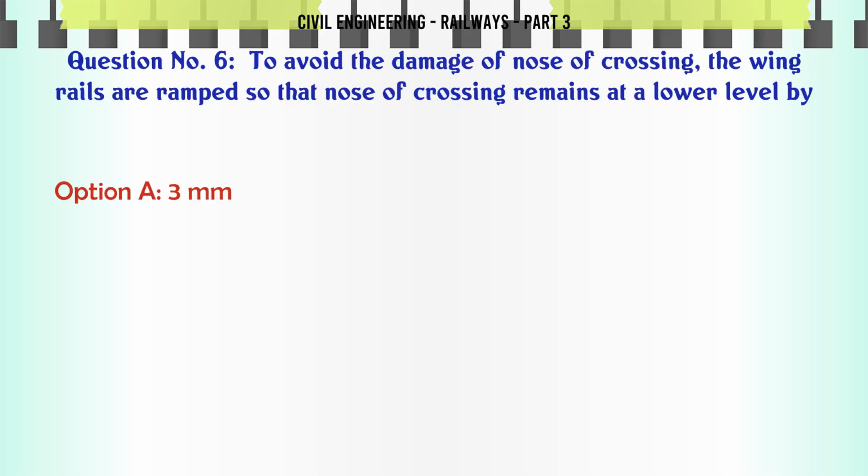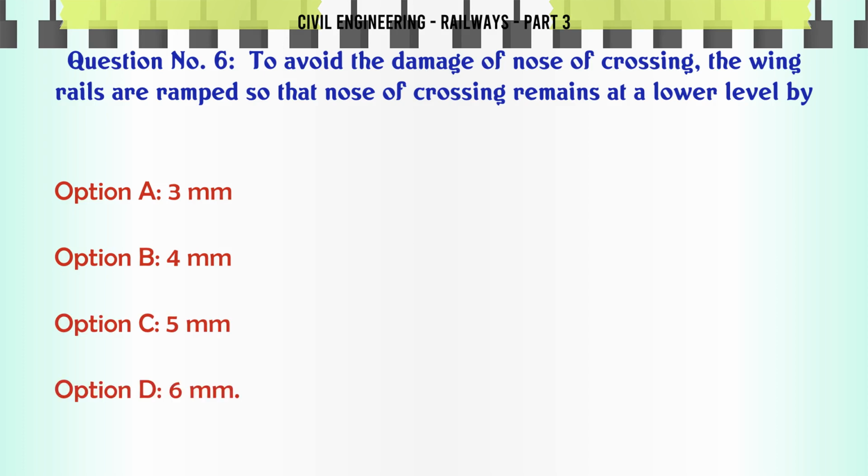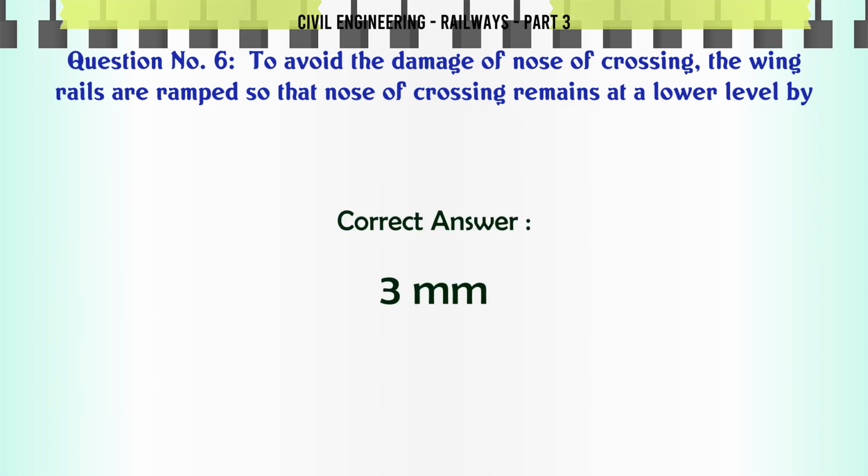To avoid the damage of nose of crossing, the wing rails are ramped so that nose of crossing remains at a lower level by A, 3 mm, B, 4 mm, C, 5 mm, D, 6 mm. The correct answer is 3 mm.